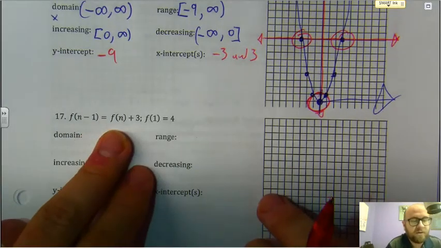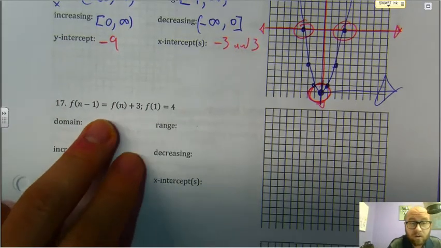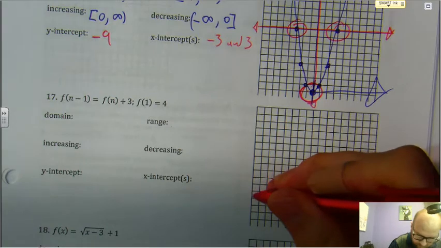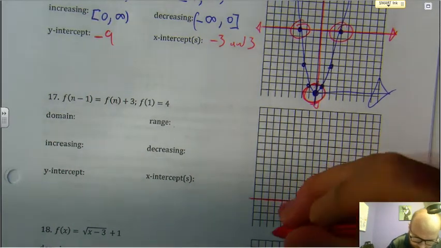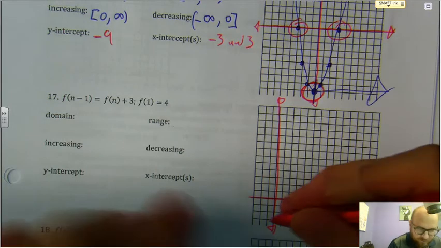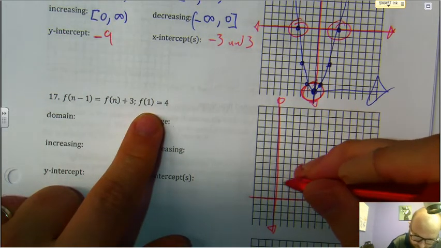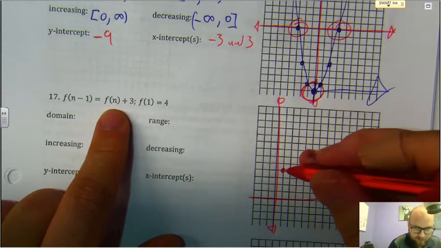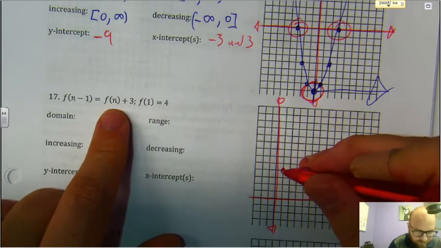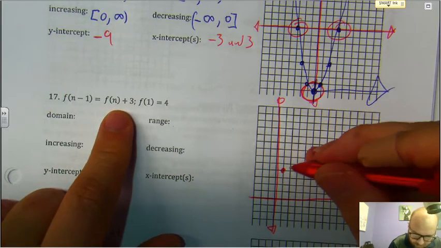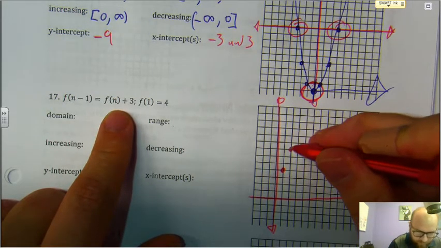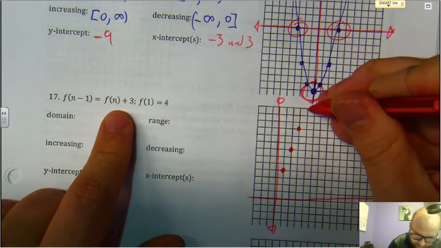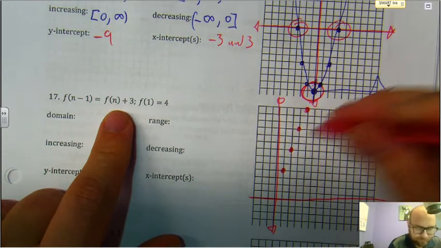For 17, we're given it in a recursive form. So we know that our f of 1 is 4, right? I'm going to draw this out. Our f of 1, our first term, is 4, so at 1, 4. And then I know that each consecutive term I'm adding 3. So I start at 1, 4, and then I add 3, so at 2, 7, and then I add another 3, and then I add another 3, and then I just keep doing that forever.